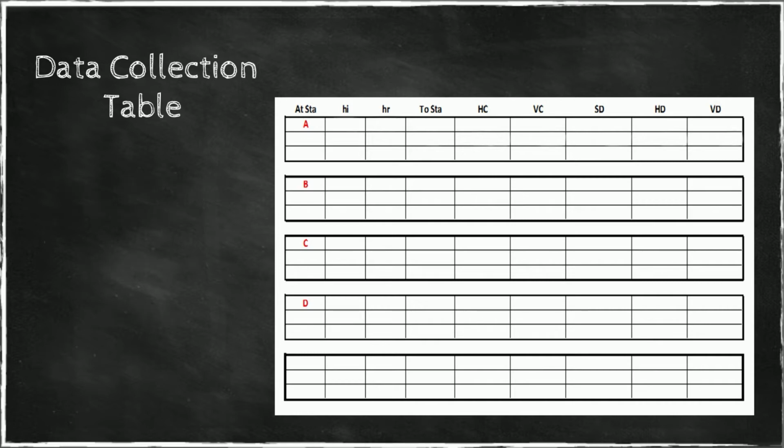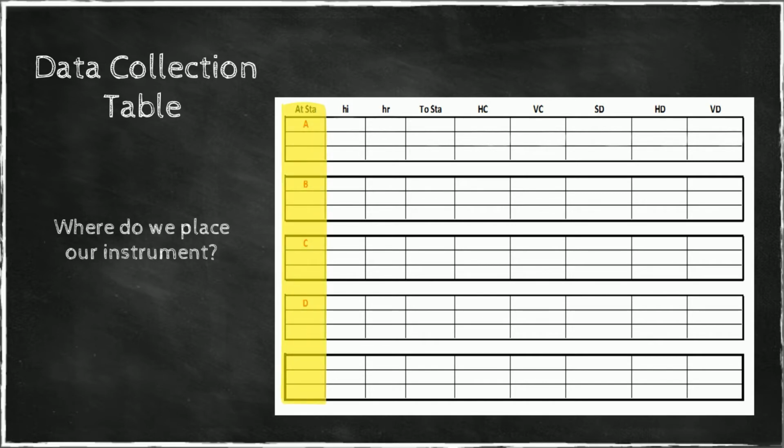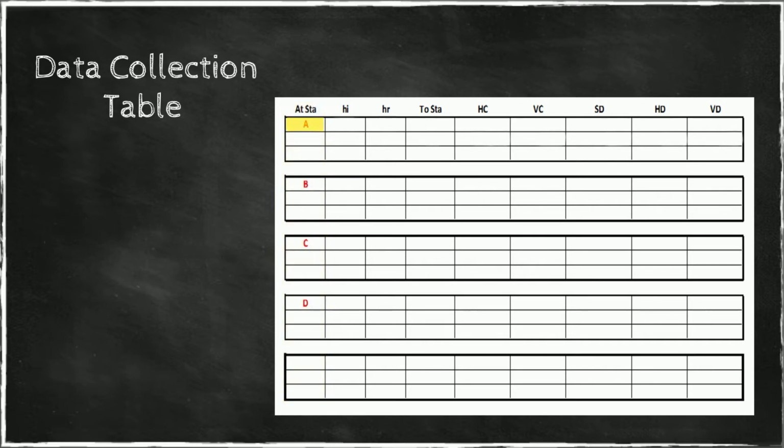So what do we have here? We have several columns here. In the first column, we write down where we place our instrument. Right now, we're standing with the instrument on point A. And at point A, we have this height of instrument, and our prism has this height of reflector. And from A, we're pointing towards B, and we have realized this horizontal circle reading, this vertical circle reading, this vertical angle, and our slope distance.